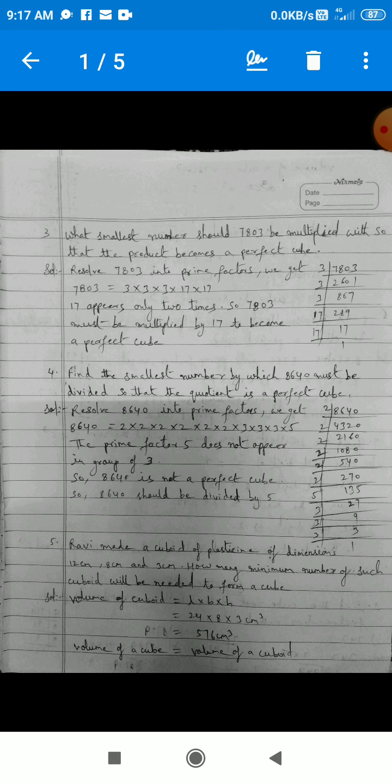Next, fifth problem. Ravi made a cuboid of plasticine of dimensions 12 cm, 8 cm and 3 cm. What is the minimum number of such cuboids needed to form a cube? Solution. Volume of a cuboid is equal to length into breadth into height, which is 12 into 8 into 3 cm cube, which is equal to 288 cm cube. Volume of a cube is equal to volume of a cuboid.